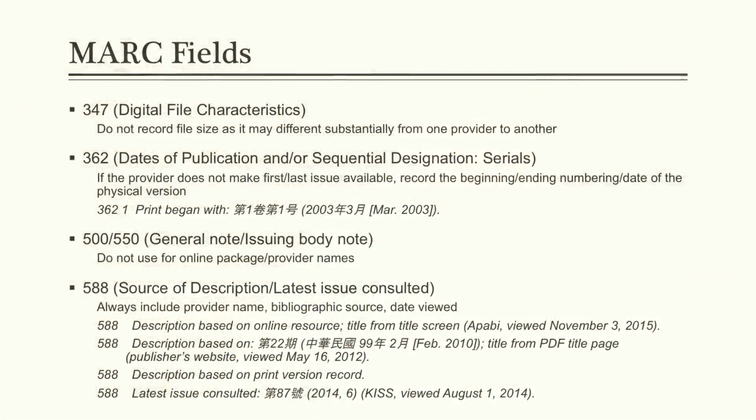Okay. Continuing on, the 347 field, it's mentioned in some of the PCC guidelines. Digital file characteristics. For the provider-neutral record, we actually do not record anything here because the file sizes themselves can vary between providers depending on how they encode it, what information they put into it. So for the provider-neutral record, we don't record the file size.